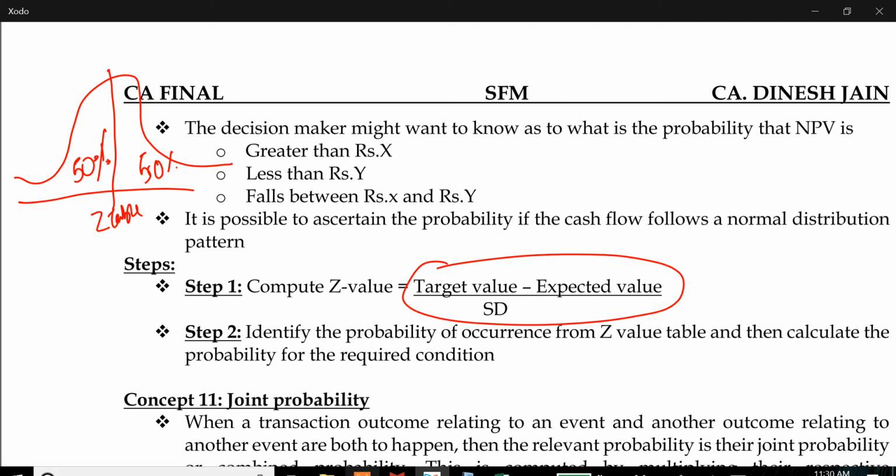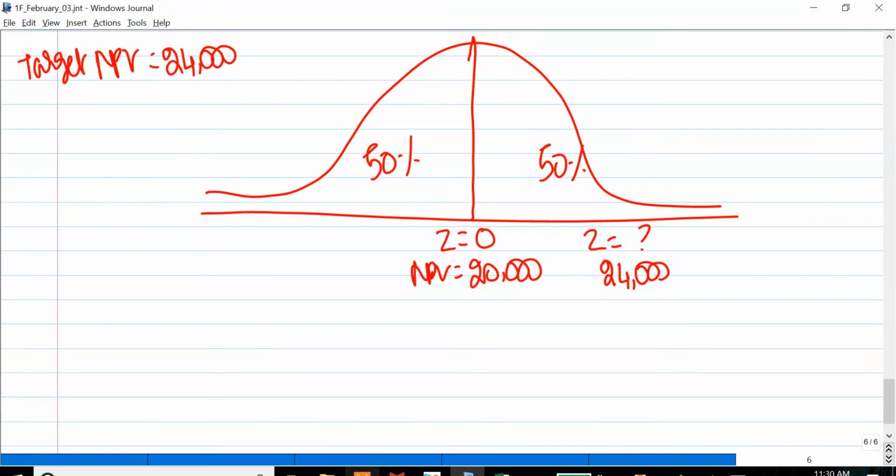24,000. What is the normal expectation? 20,000. What is the standard deviation? 2,000. So Z is going to be 2. Like this, my target time to reach office is 12 minutes. Average time is 10 minutes.